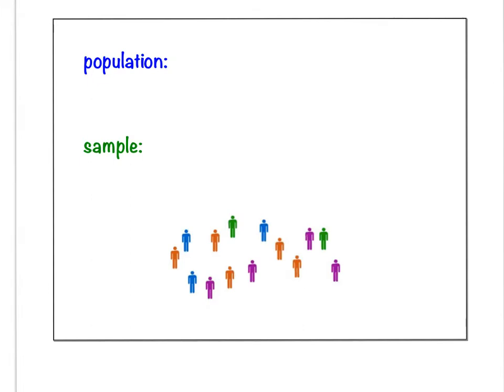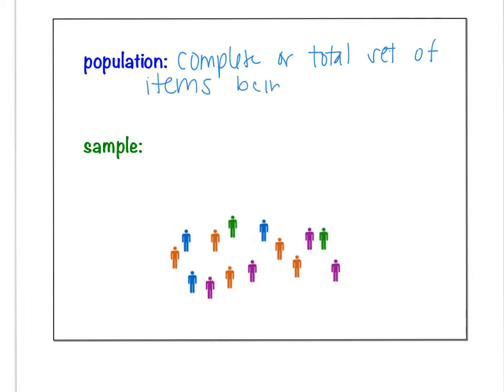For our statistical definition of what a population is, we are going to use: population is the complete or total set of items, and notice we're using the word items, not necessarily people, being studied. Again, take the time to pause this now and copy that into your notebooks. But we're saying from here on out that a population is the complete or total set of items being studied. We specifically use the word items because we're not always going to be studying people.